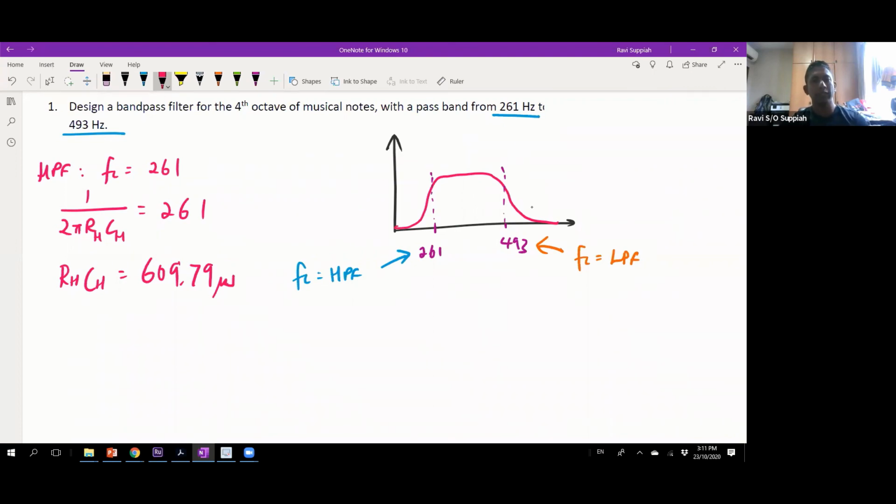Since they did not give us that restriction, in a real world scenario, you will choose one of the components and then find the other. So what should I choose? Should I choose the R or should I choose the C? What do you think?